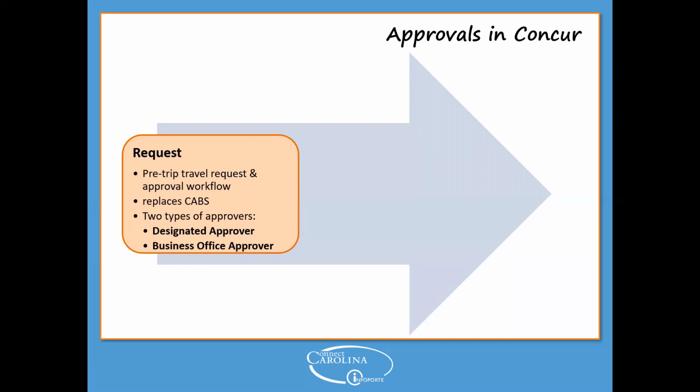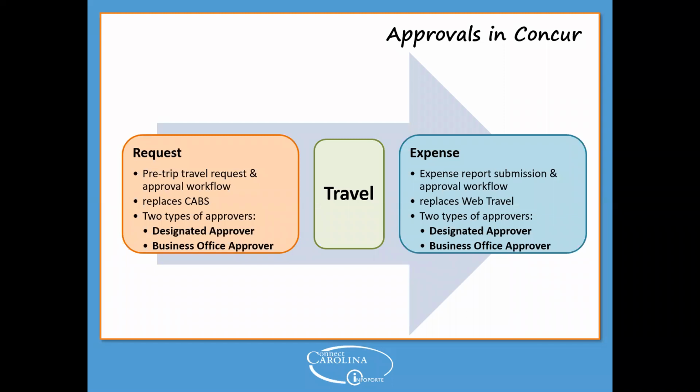So once you've got your travel and you're all ready to go, then you get to do your travel. It's on our graph here, it's the smallest of the 3, but we all know that that's really the largest part. And then the second side of Concur is the expense side. And that's when you come back from traveling, you're going to be able to fill out your expense report, send it on through its approval, get reimbursed as needed. That's the part that's replacing web travel. And then on that side as well, you'll notice that it's the same type of approver. There's a designated approver and a business office approver on that side as well.